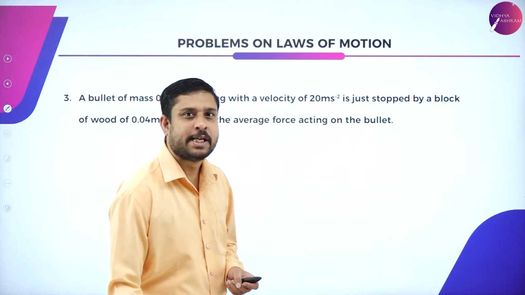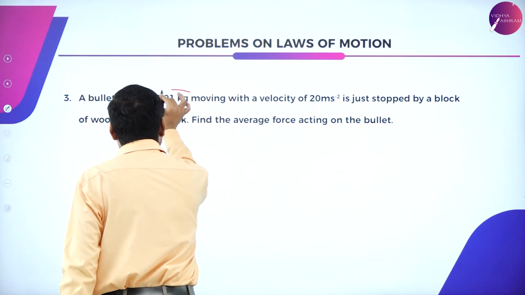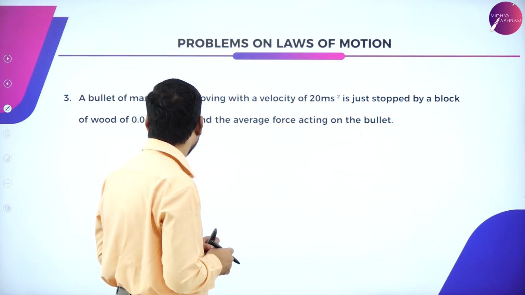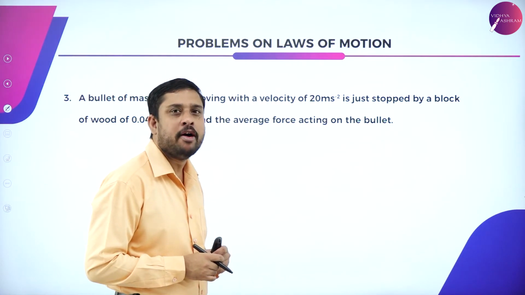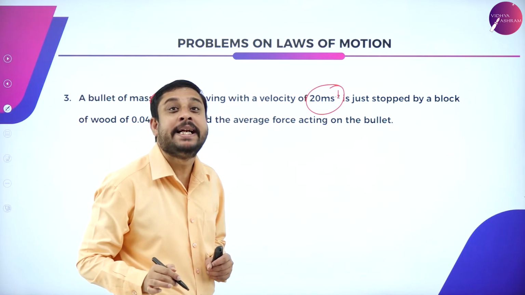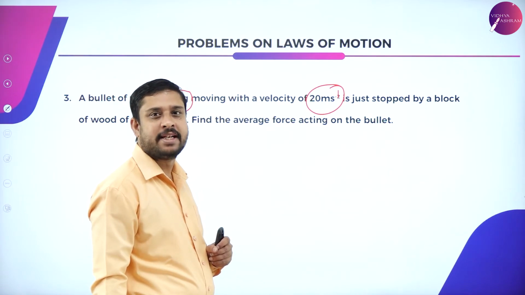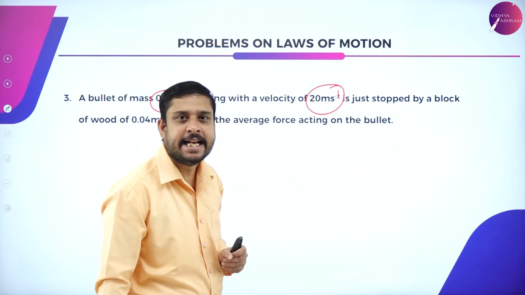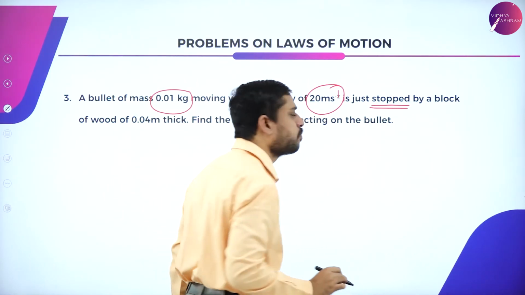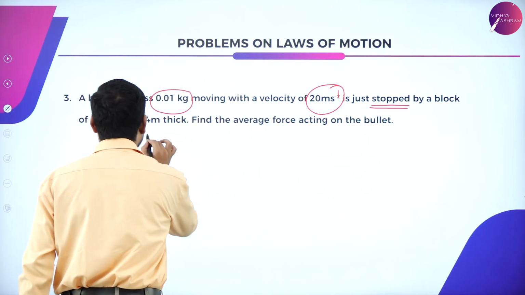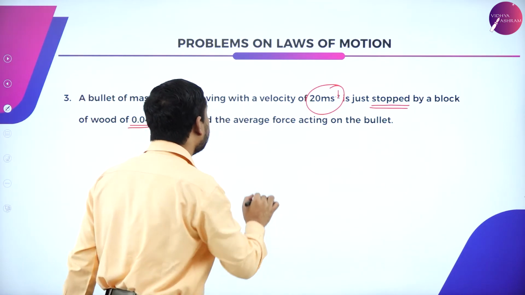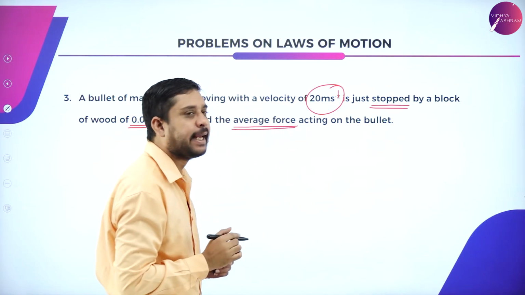The next one, students, interesting one. There is a bullet of mass 0.01 kg moving with a velocity of 20 meter per second. The bullet is just stopped by a block of earth 0.04 meter thick. Find the average force acting on the bullet.